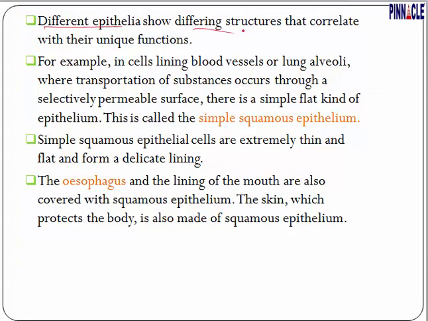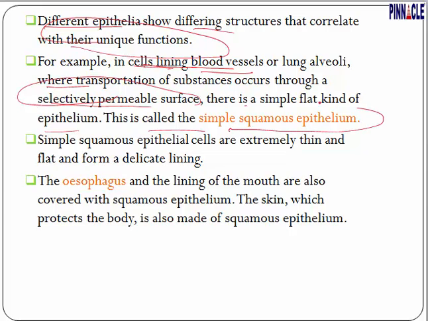Different epithelia show different structures that correlate with their unique functions. We are talking about different kinds of epithelium tissues. For example, in the lining of blood vessels or the lung alveoli, where transportation of substances occurs through a selectively permeable surface, there is a simple flat kind of epithelium. This is called simple squamous epithelium.